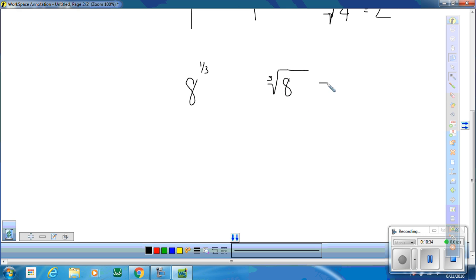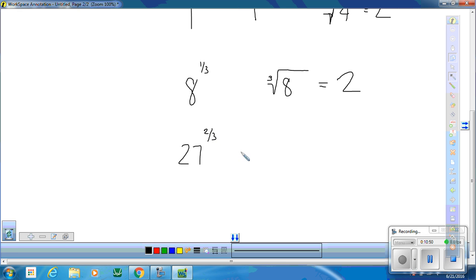So this is a cube root. The cube root of 8 is 2. They're not all just ones. We could have something like 27 to the 2/3 power. All right, so things that we want to think about when we have this extra number here.